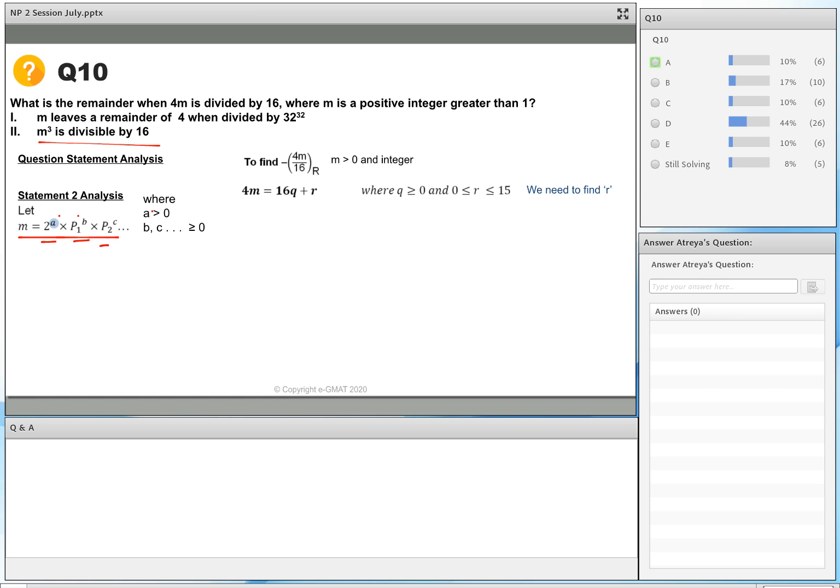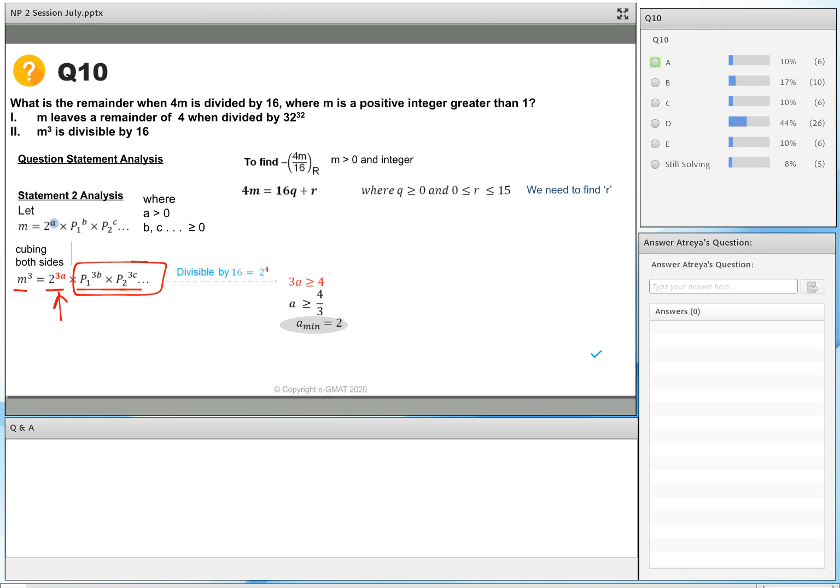If this is the value of m, what would be the value of m cubed? M cubed would be equal to 2 to the power 3a times whatever we have. I'm not that interested in the other part. We're interested in the 2 to the power 3a part. Why? Because I know for m cubed to be divisible by 16, m cubed has to have a 2 to the power 4 inside it. So this 2 to the power 3a that I have over here has to be either equal to 2 to the power 4 or greater than 2 to the power 4. So the value of 3a has to be equal to 4 or greater than 4.